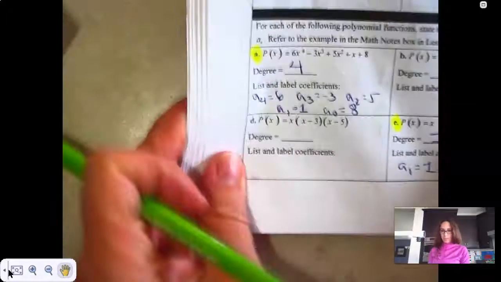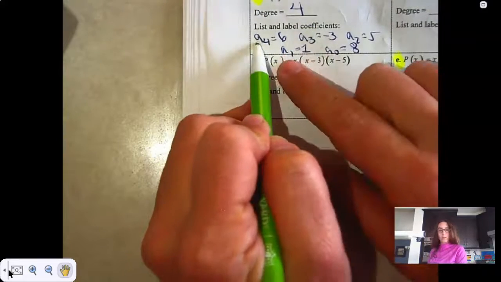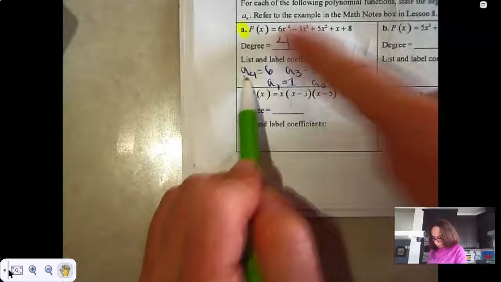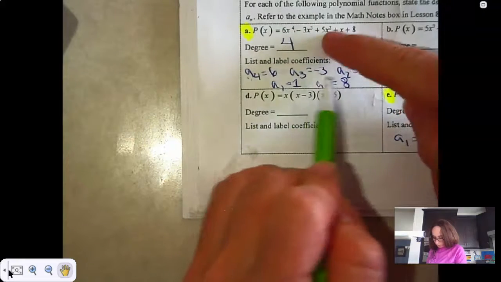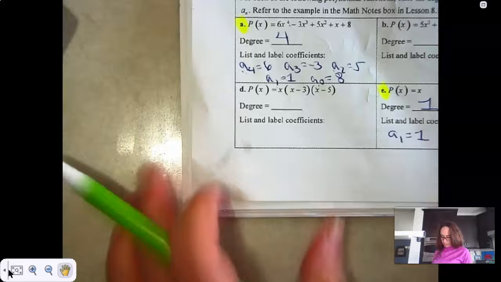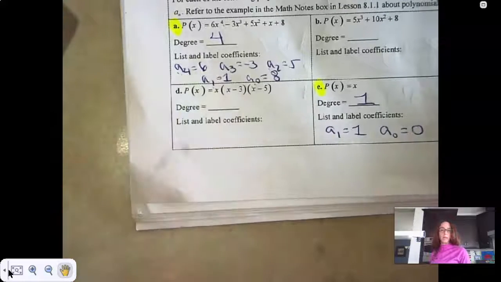8-50. I did a couple of them for you just to make sure you know that's degree 4. They want you to list and label. So if you look the way they did it, they just want you to go the 4th, the 3rd, squared, the 1st, and the a sub 0. Okay. I did the same thing for letter E, and then you do the rest.